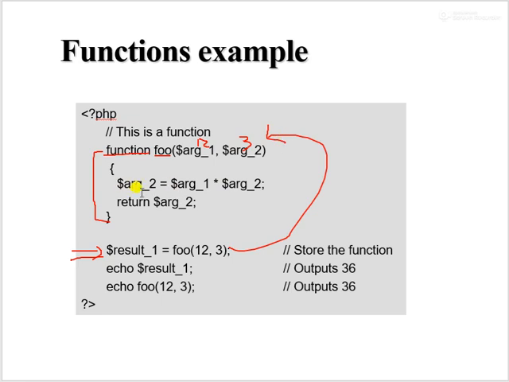Argument 1 will be assigned the value 12 and argument 2 will be assigned the value 3 when this function call happens. Then argument 2 is argument 1 multiplied by 2, and 12 multiplied by 3 is, what, 48? So no, sorry, not 48, it is 36. 12 times 3 is 36, and then 36 will be returned over here to result. So result will be assigned the value 36. When we echo result, it will display our output 36.